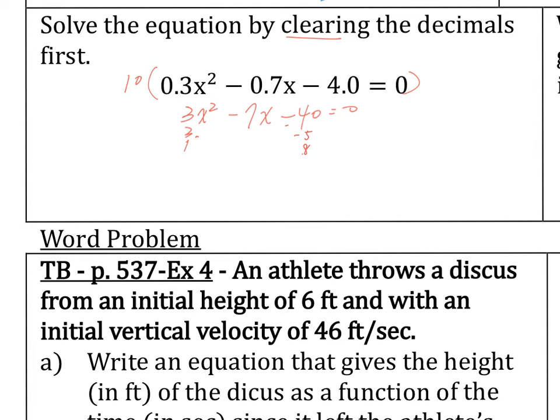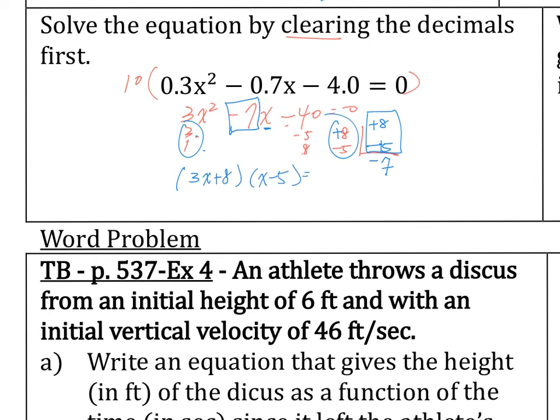But 3 times 8 is 24. That's still too big, so maybe 8 on top and negative 5 on bottom. And I need to make sure that my signs are correctly placed after I do the magic cross. So let's double check. 1 times positive 8 makes positive 8. 3 times negative 5 makes negative 15. Now, adding these two together makes negative 7, which is the coefficient of x, so we're good. Now we can factor using 3 and 1 and positive 8 and negative 5. So that makes 3x plus 8 and x minus 5 equal to 0. So x equals negative 8 over 3 or 5.